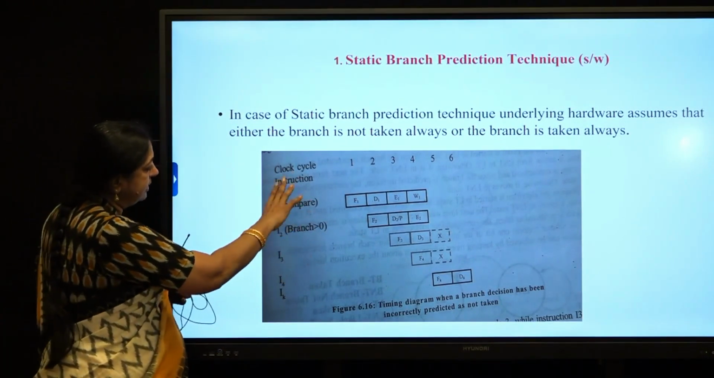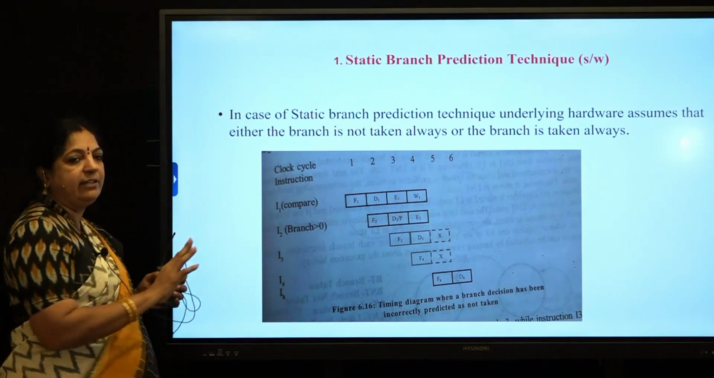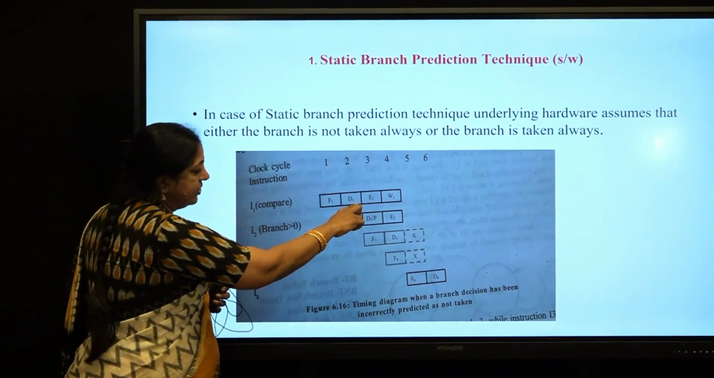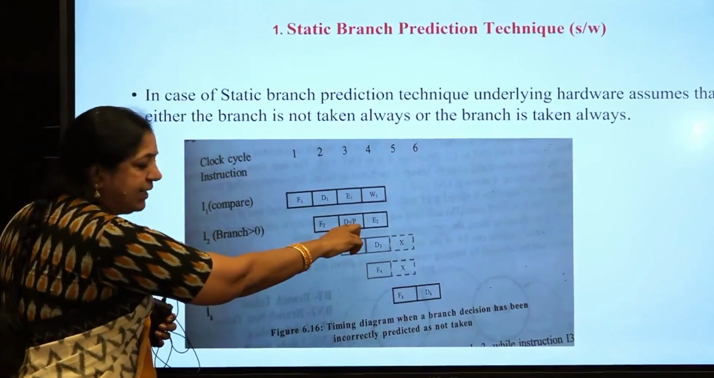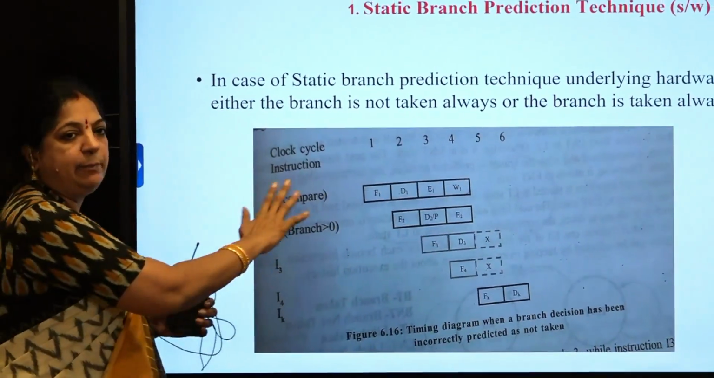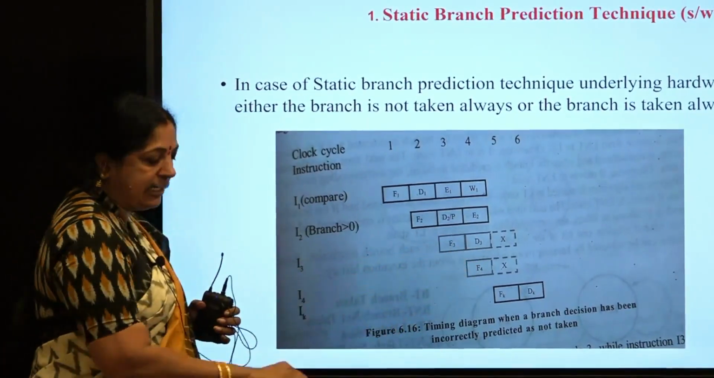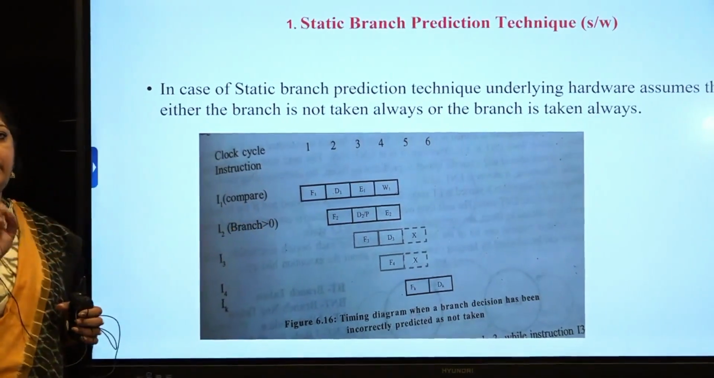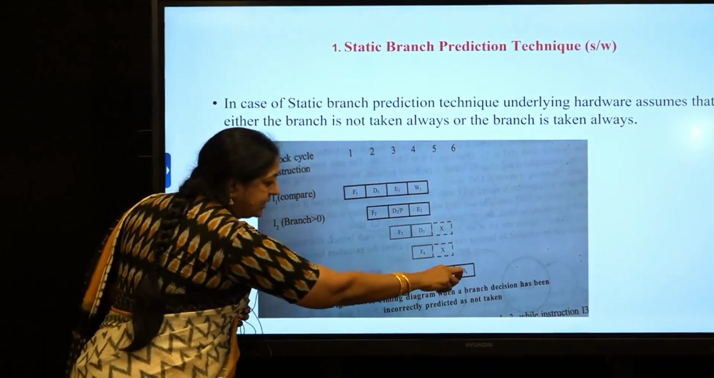So here, suppose you are predicting, the timing diagram when the branch decision has been incorrectly predicted as not taken. Here we start with fetching the instruction, decode, execute and write. The branch is there, and somewhere while decoding we find that. Here we predicted that there is no branch, so we start the next instruction, and while this is executed we come to know that there is a branch and the control is taken somewhere else. So actually that is what is to be executed.